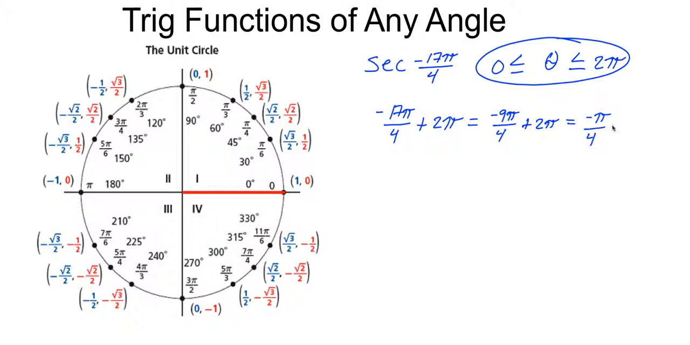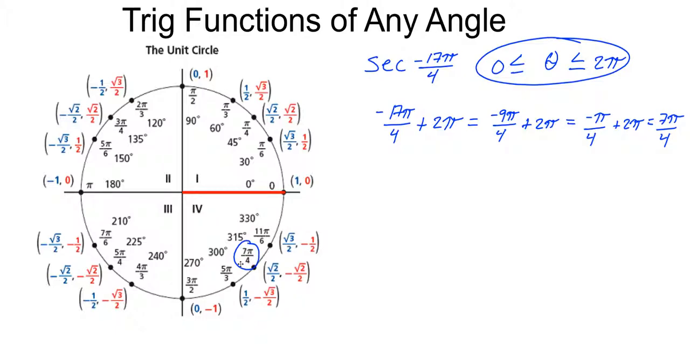Still negative, and I want positive. So this is going to be plus 2 pi one more time. And that's going to give me a 7 pi over 4. Now, 7 pi over 4 falls within this range. 7 pi over 4 is between 0 and 2 pi. In fact, I can see 7 pi over 4 on my unit circle right over here.